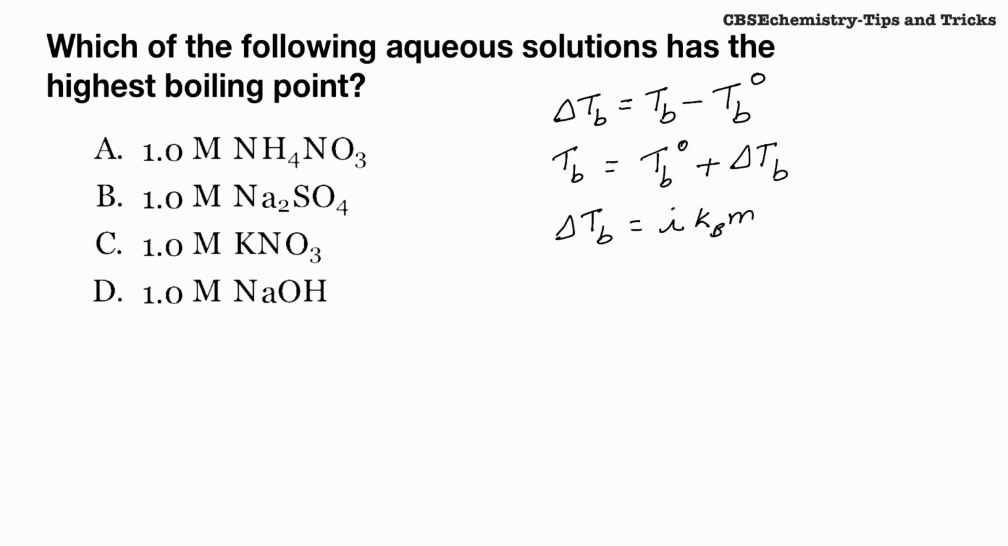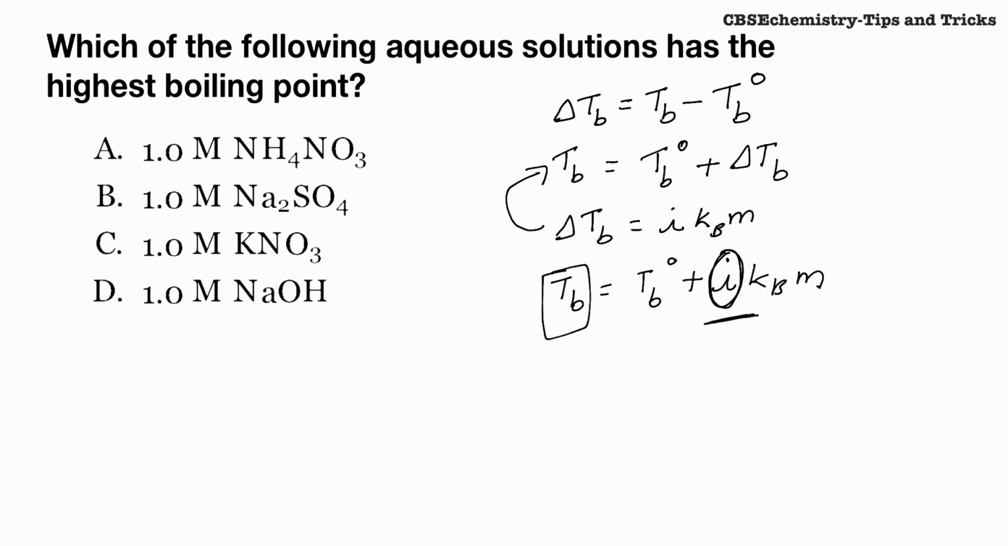Now we know elevation in boiling point is equal to what? i Kb m, correct? Molarity, right? Now substituting in this equation, what you will get? Tb is equal to Tb standard plus i Kb m, correct? So if i is more, then Tb value will be more. If i factor is more, then boiling point is more, correct? We can check each option, okay?